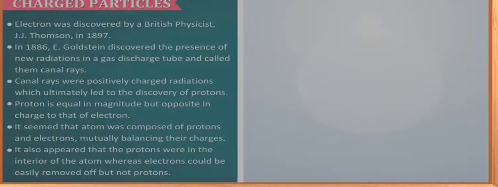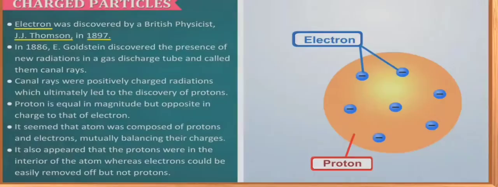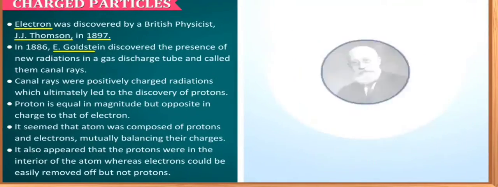Friends, several scientists have made many contributions to find out the presence of charged particles in an atom. By the year 1900, it was believed that atom is an indivisible particle, but they used to believe that it contains at least one subatomic particle. This subatomic particle was the electron. The electron was discovered by a British physicist, J.J. Thomson, in 1897.